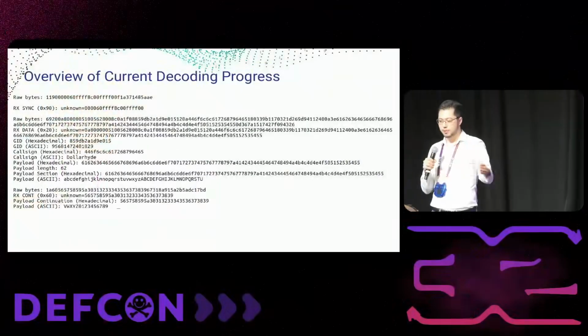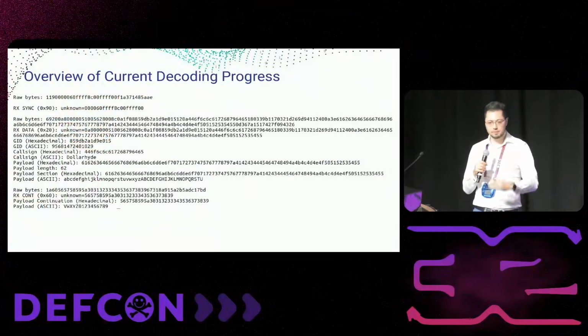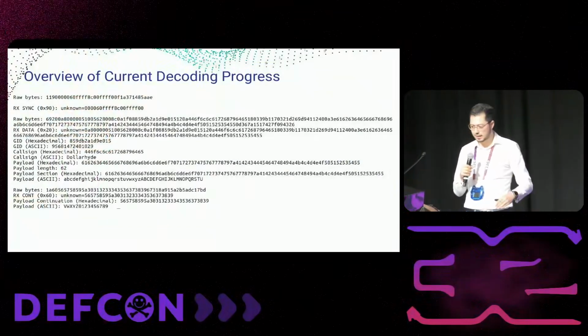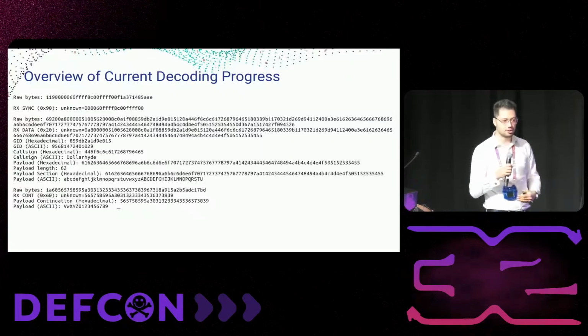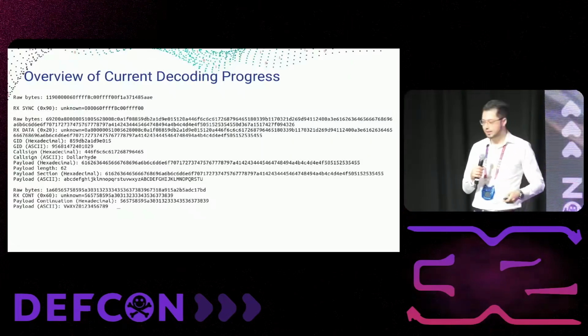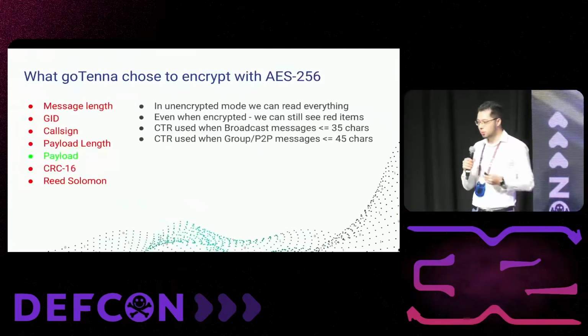So in our current decoding process, this is done in GNU Radio, and we're doing this essentially live. This is just a screen capture of my console. So we get the raw bytes, and we automatically extract the GID. We apply the function. We can translate that to ASCII. We get the call sign, the payload, including multi-fragmented messages. So even in multi-fragmented, we can still extract the payload. So what did goTenna choose to encrypt?